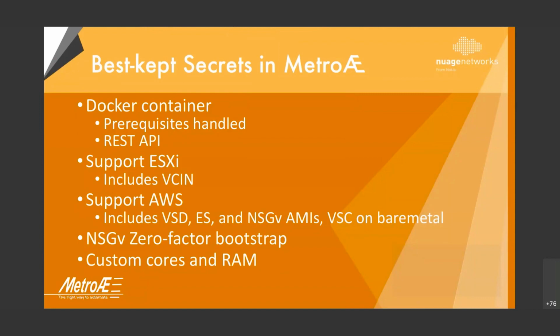I think I mentioned earlier our support for AWS. So we can put VSD, Elasticsearch, and so on via AMIs and VSC on bare metal. And we do that in our lab. We have an AWS environment testbed. For NSGV, we do the zero-factor bootstrap, which is really handy for things like lab and proof of concept deployments.